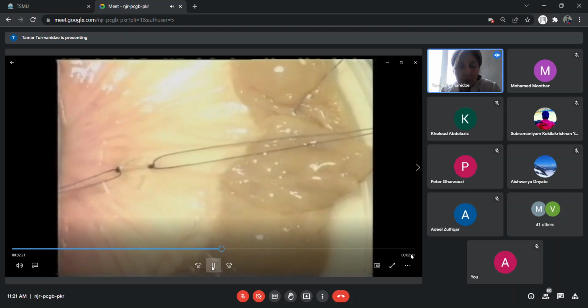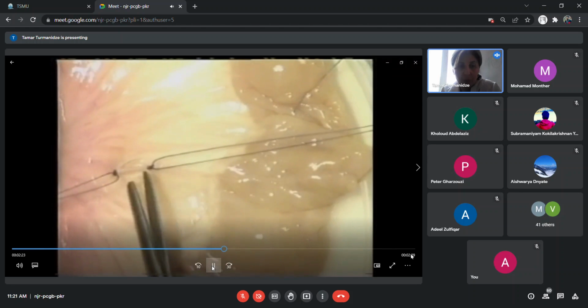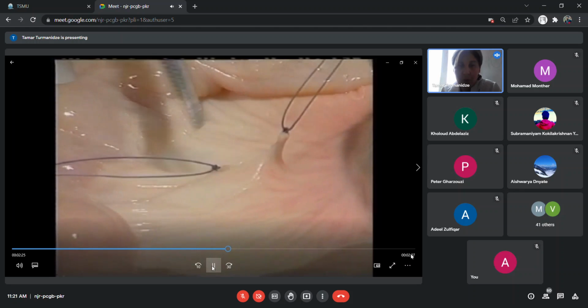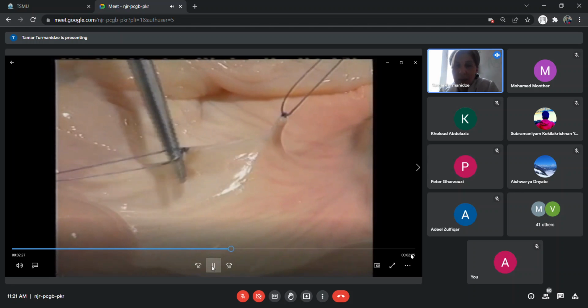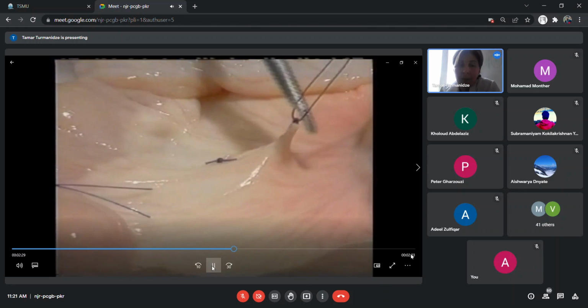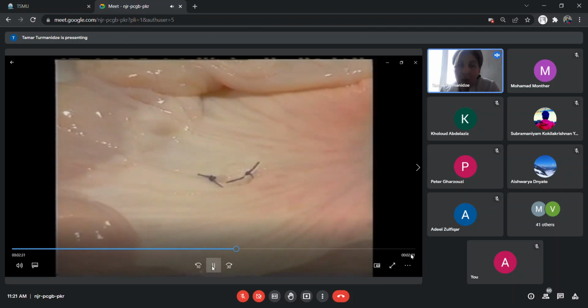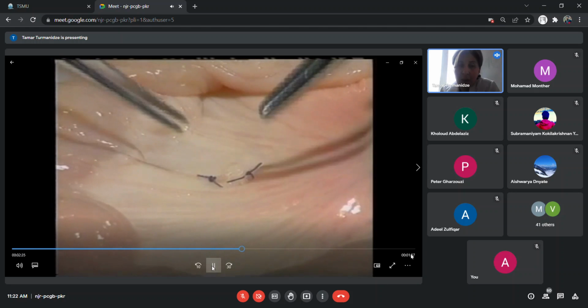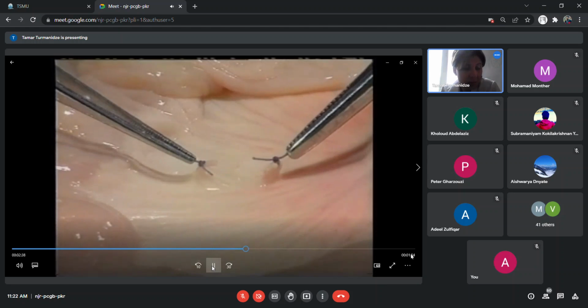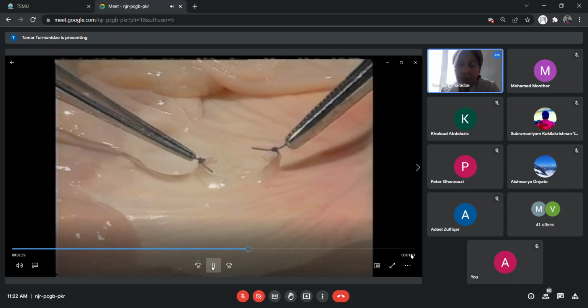Once a second reef knot has been satisfactorily tied and the ends of the suture material placed in the hemostat, the vessel can then be divided between the two knots. We then have a ligated and divided vessel. Another technique of applying ligature will be shown now.